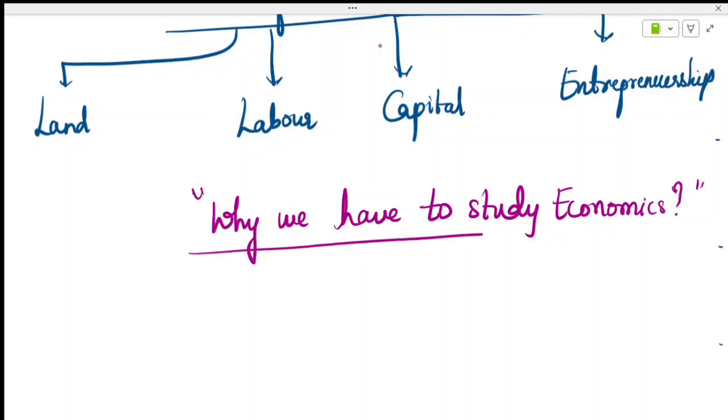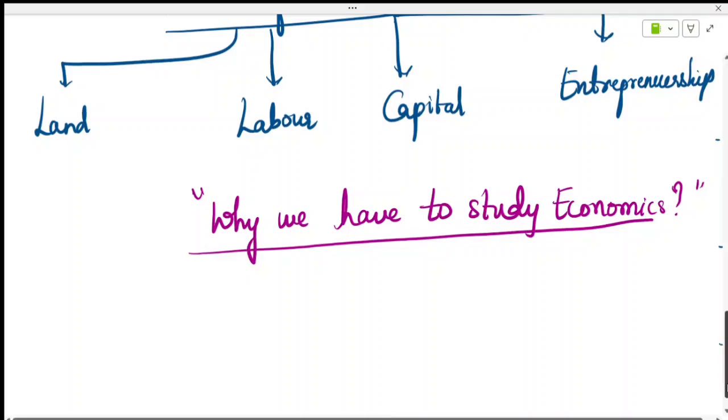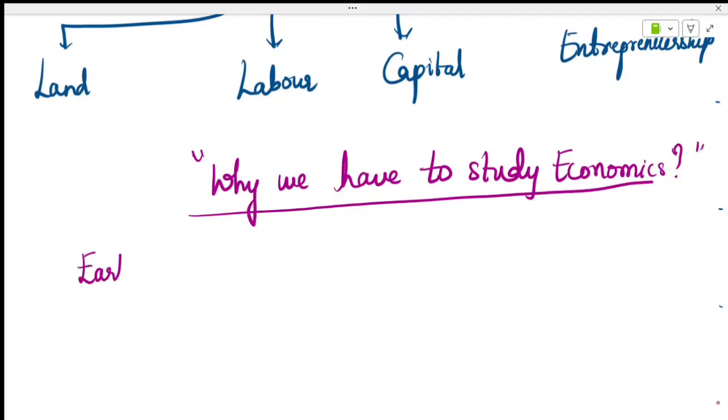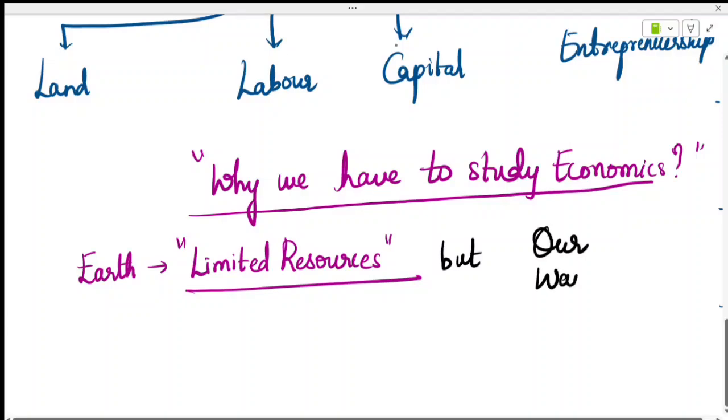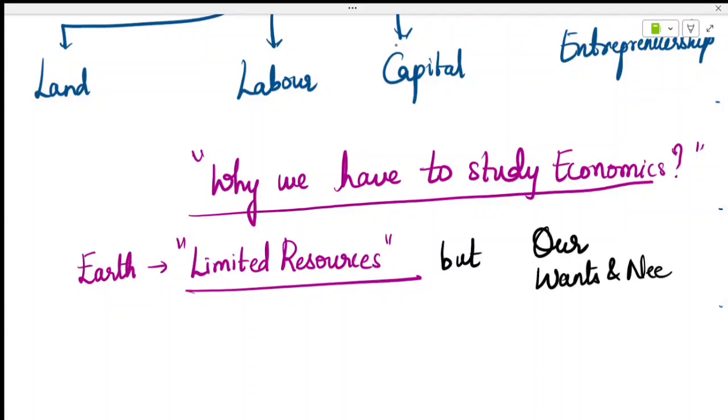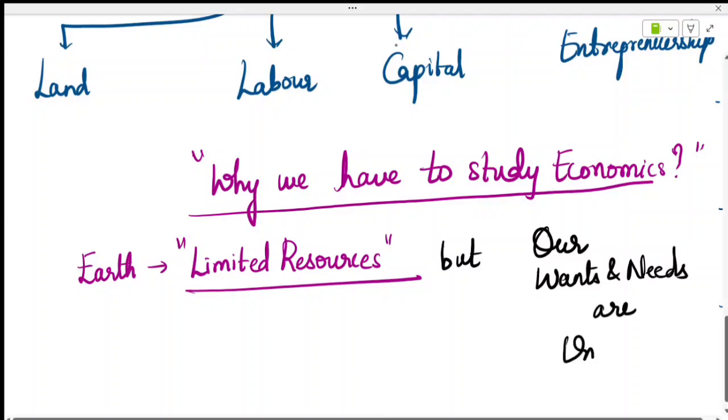Remember Gandhiji's quote: "There is enough for everyone's need, and nothing is enough for someone's greed." We have Earth, and on Earth, or in space, or wherever, we have limited resources, but our wants and needs are unlimited. So what is the situation? We have limited resources, but our wants and needs are unlimited.